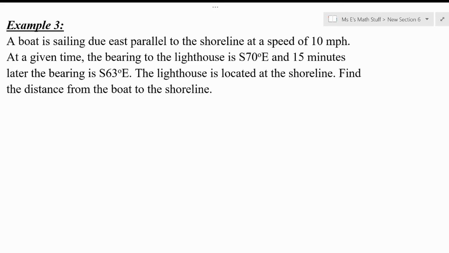A boat is sailing due east, parallel to the shoreline at a speed of 10 miles per hour. At a given time, the bearing to the lighthouse is south 70 degrees east, and 15 minutes later, the bearing is south 63 degrees east. The lighthouse is located at the shoreline. Find the distance from the boat to the shoreline. All right, probably the biggest challenge is drawing that picture. See how it goes and check in with me in the next video. Good luck.